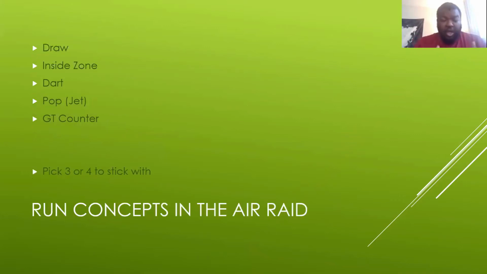These are the main concepts that you see in the air raid offense today. Since this is geared toward offensive line, we're going to stick to the blocking responsibility for each lineman. We're going to cover these five concepts: the draw, inside zone, dart, pop, which we call pop but is really just the jet sweep, and one of my personal favorites, the GT counter.